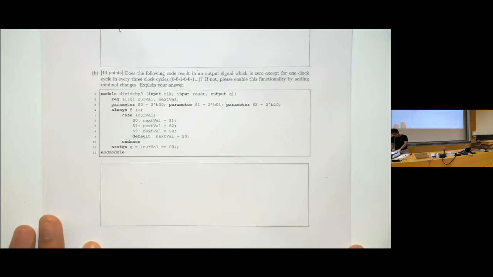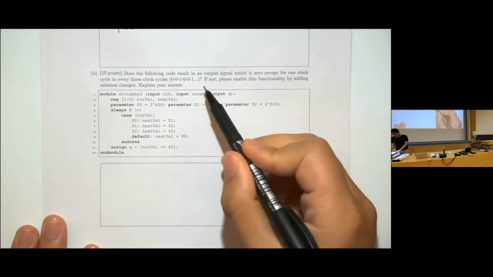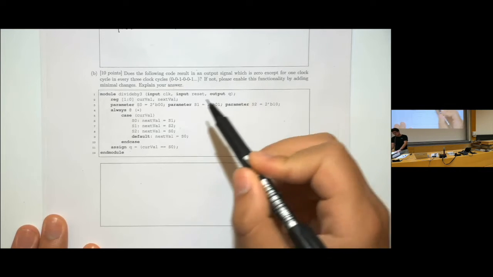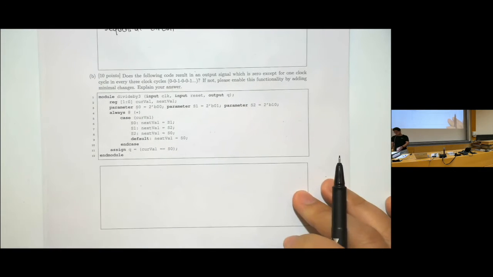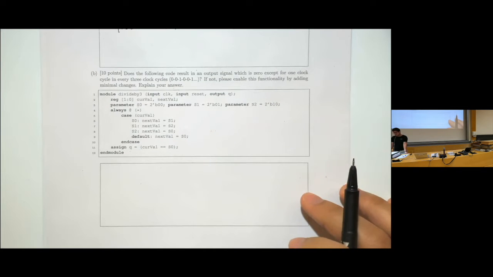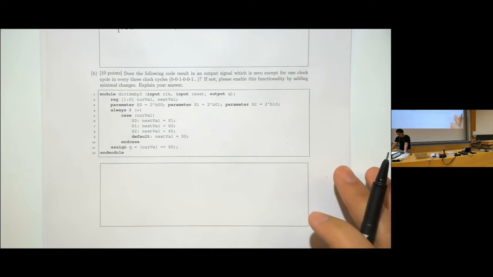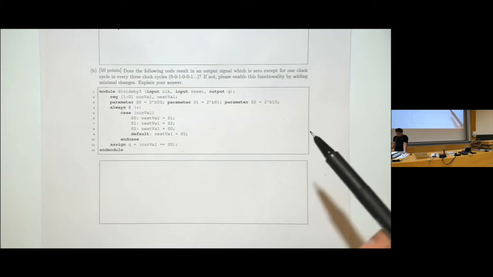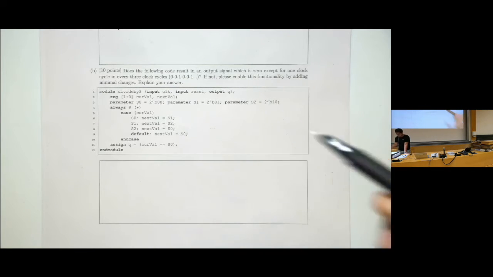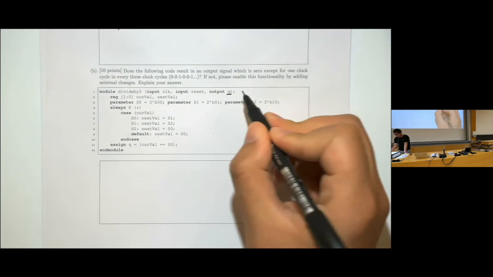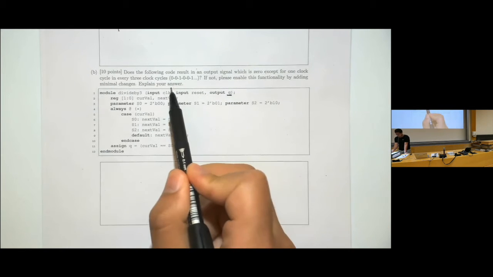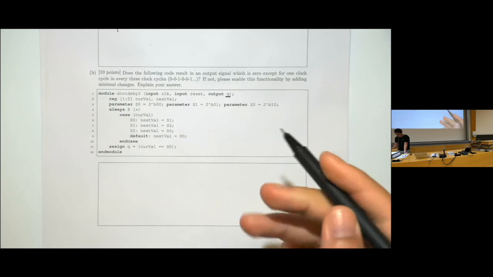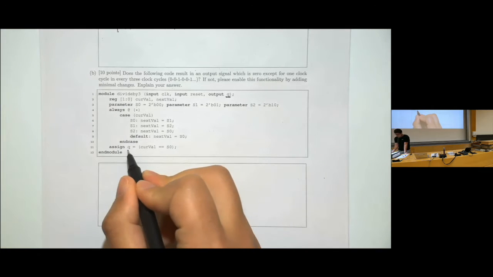Okay. And the second question is, does the following code result in an output signal which is 0 except for 1 clock cycle in every 3 clock cycles? And if not, please enable this functionality by adding minimal changes and explain your answer. So the module is called divide by 3, and it has 3 inputs, clock, reset, and 2 inputs and 1 output Q. And the question is asking if this Q is 0 except for 1 clock cycle in every 3 clock cycles.